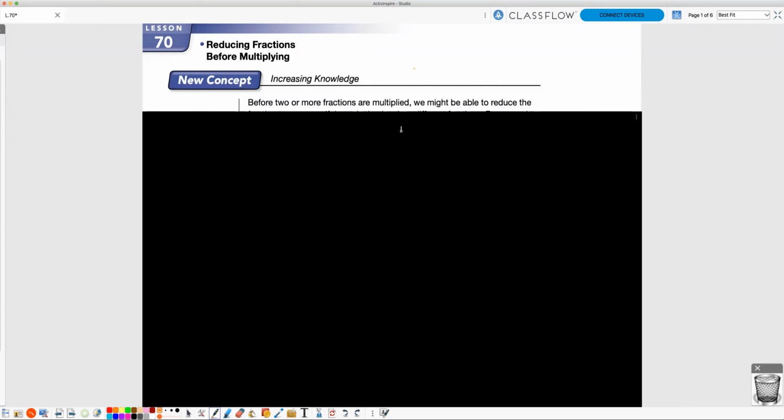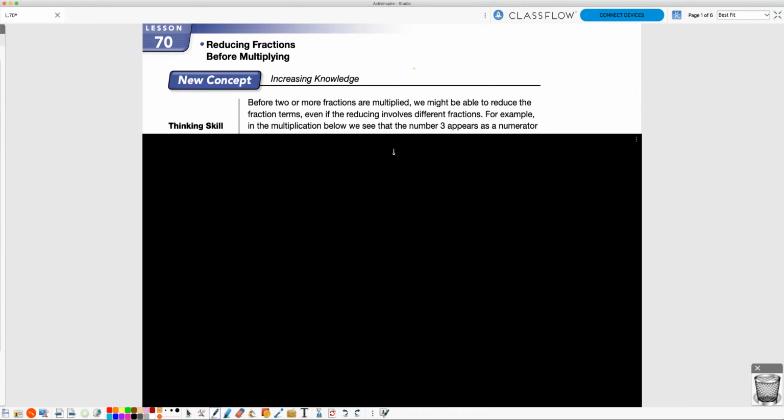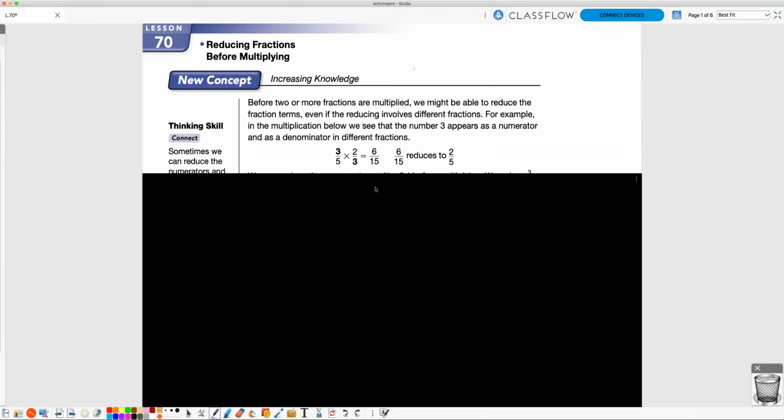Before two or more fractions are multiplied, we might be able to reduce the fraction terms even if the reducing involves different fractions. For example, in the multiplication below, we see that the number 3 appears as a numerator and as a denominator in different fractions. 3 is the numerator, 3 is the denominator. 3/5 times 2/3.